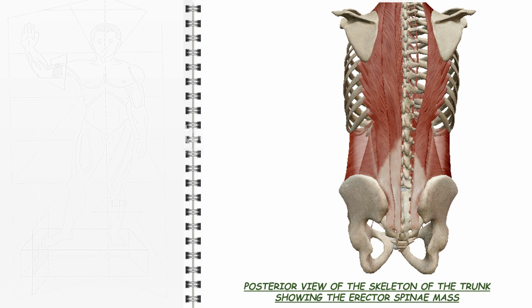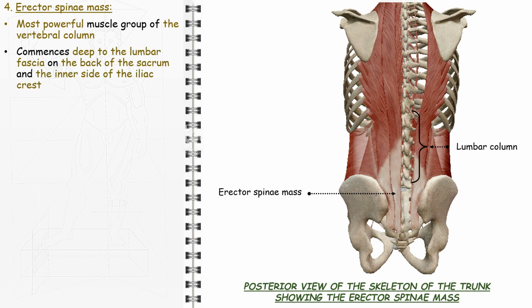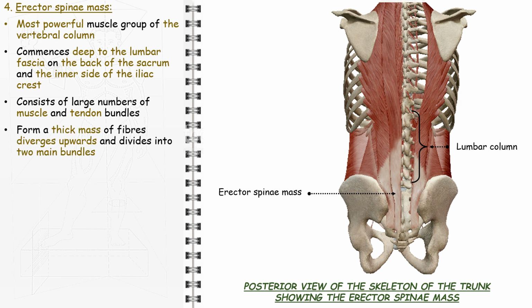The erector spinae mass is the most powerful muscle group of the vertebral column. It commences deep to the lumbar fascia on the back of the sacrum and the inner side of the iliac crest. It consists of large numbers of muscle and tendon bundles forming a thick mass of fibers that diverges upwards and divides into 2 main bundles, the iliocostalis laterally and longissimus medially.